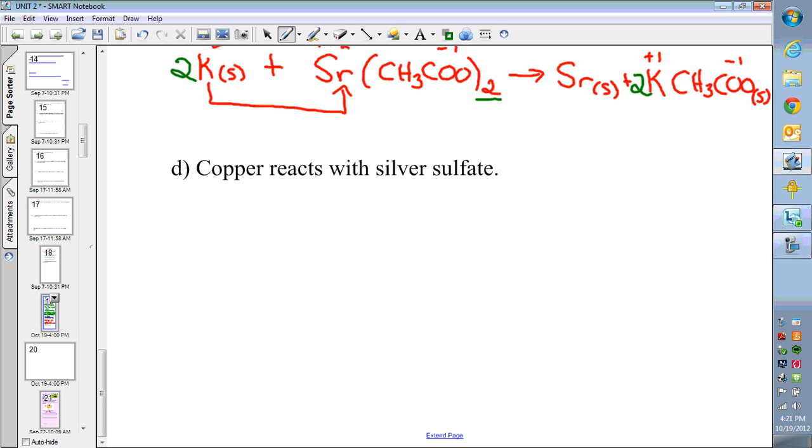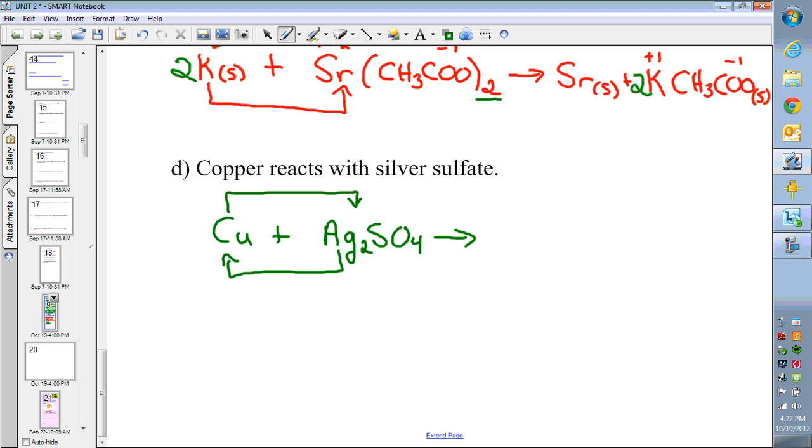Last question. Copper reacts with silver sulfate. Silver is Ag, it's +1. Sulfate is SO4, it's a -2. So silver sulfate is Ag2SO4. Those 2 are going to react. Well, this is a single replacement reaction again because an element reacts with a compound. What happens is the metals will switch spots. Silver will come out and form on its own as a solid, and then you will have copper reacting with sulfate. So Cu and SO4.